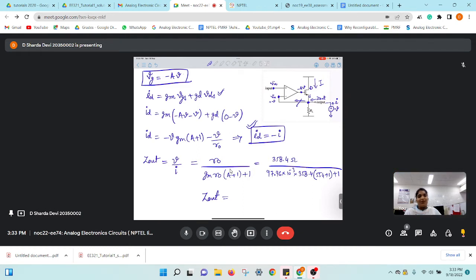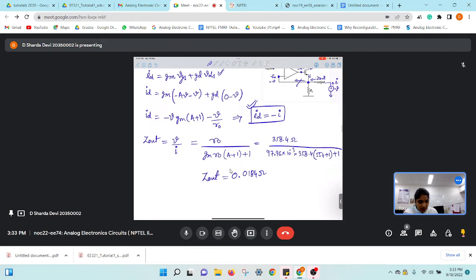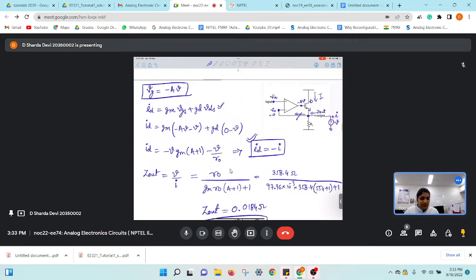Yeah, thanks for explaining. No, no, it's okay. So finally the output that we'll get is 0.0184 ohms. Okay, so it is 18.4 milliohms, right? This is the Z out that we are getting.